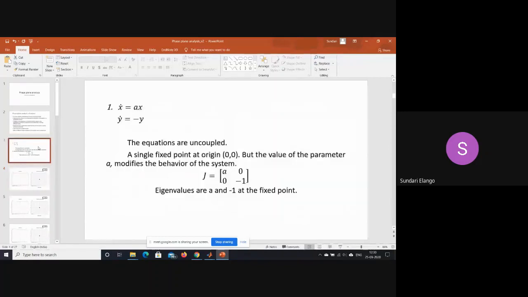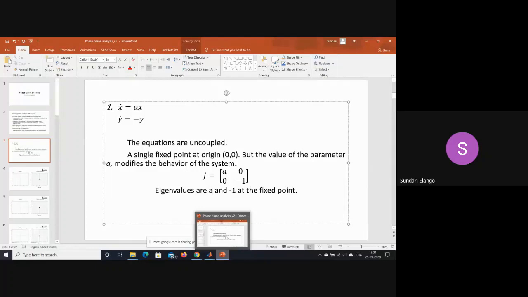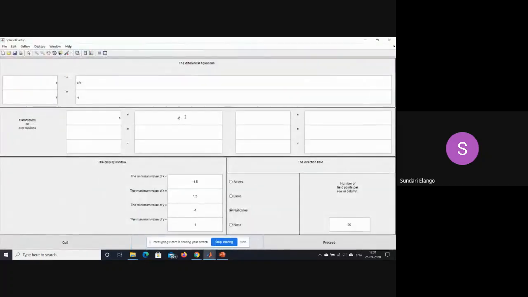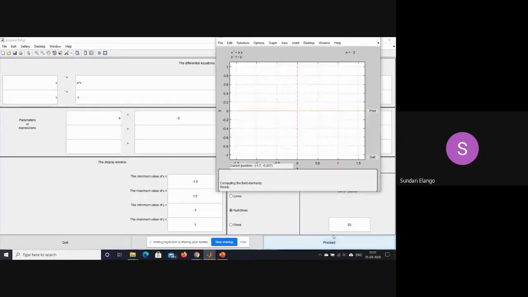If we construct the Jacobian for this system, this is the Jacobian that results. And as you can see, the eigenvalues for this system will be a and -1. So the stability of that fixed point depends on the value of a. Now let's see what happens when you change the value of a. First I'm taking a negative value of a, and that means it's going to be a stable node.